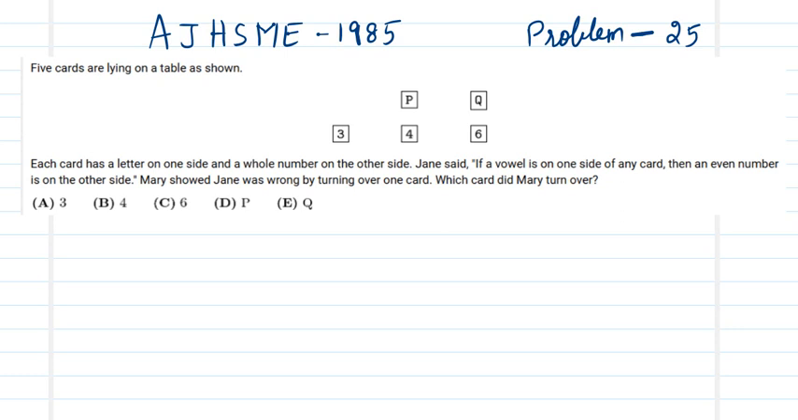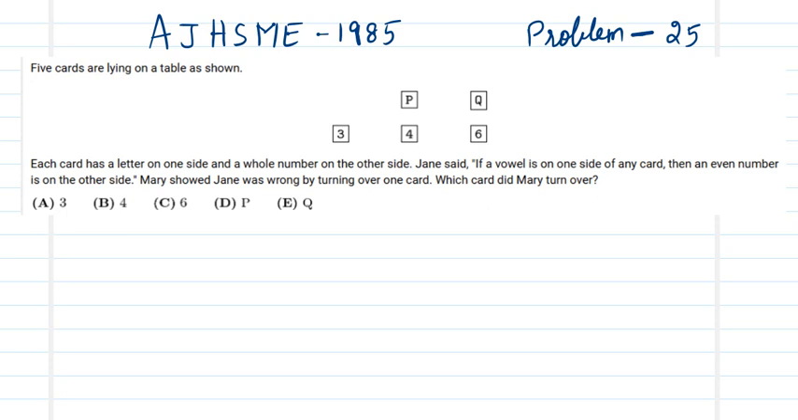Each card has a letter on one side and a whole number on the other side. Jane said, if a vowel is on one side of any card, then an even number is there on the other side. Mary showed Jane was wrong by turning over one card. Which card did Mary turn over?